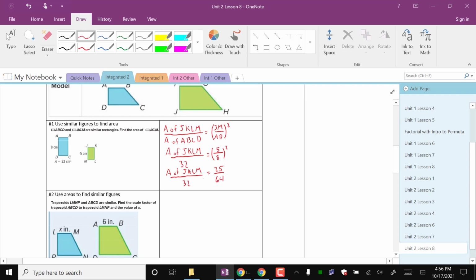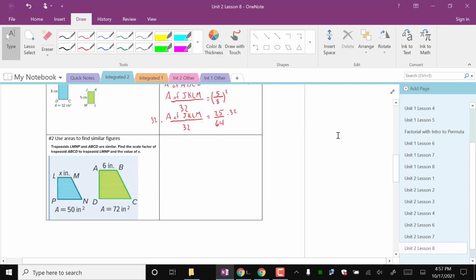Now to solve for the area of JKLM, I'm going to multiply both sides by 32. So I get the area of JKLM is, multiply that out, we get 12.5 centimeters squared. So again, I multiply 25 times 32, divide by 64, and I get 12.5. So for number one, we're finding the area.